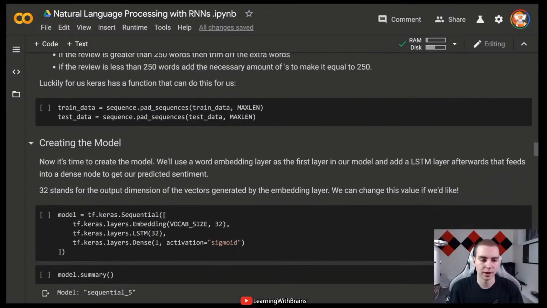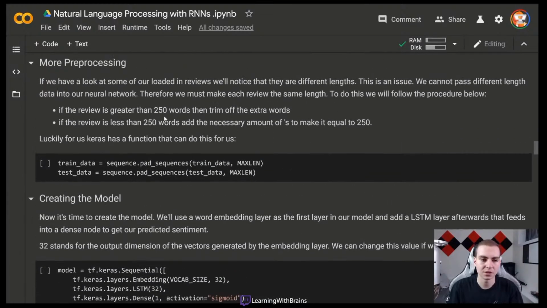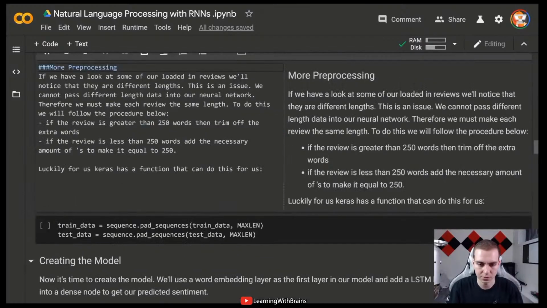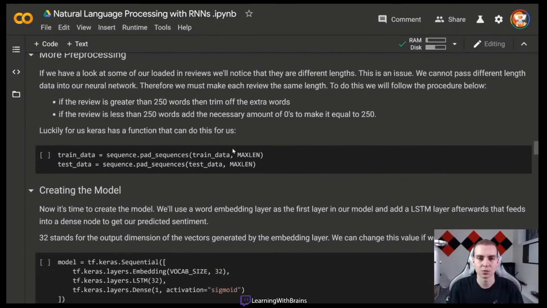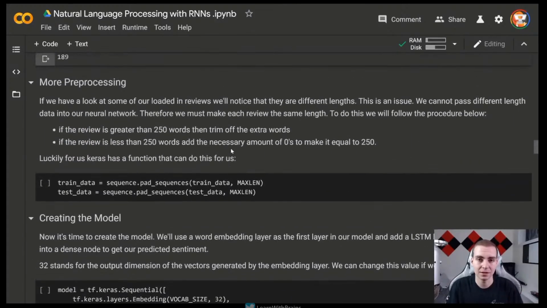Okay, so what we're going to do for now is pad our sequences. What that means is we're going to follow this step that I've talked about here. If the review is greater than 250 words, we will trim off extra words. If the review is less than 250 words, we'll add the necessary amount of zeros to make it equal to 250. So we're essentially going to add some kind of padding to our review.